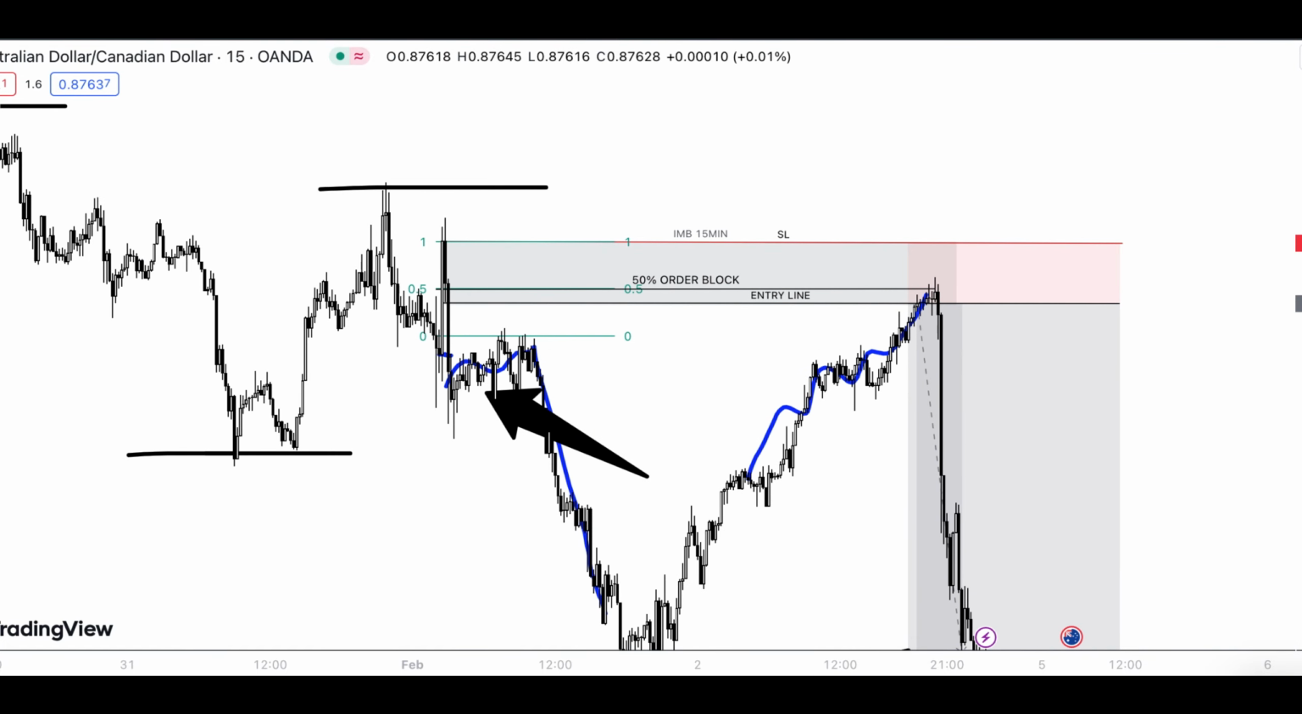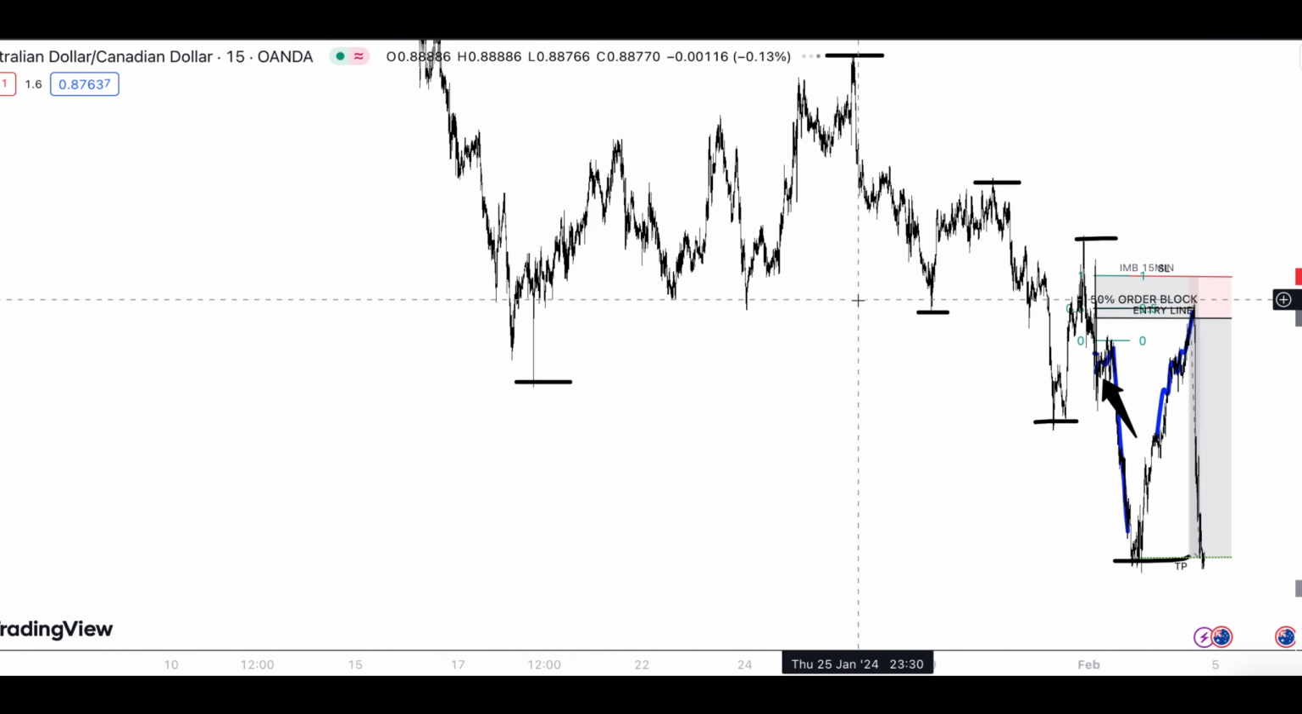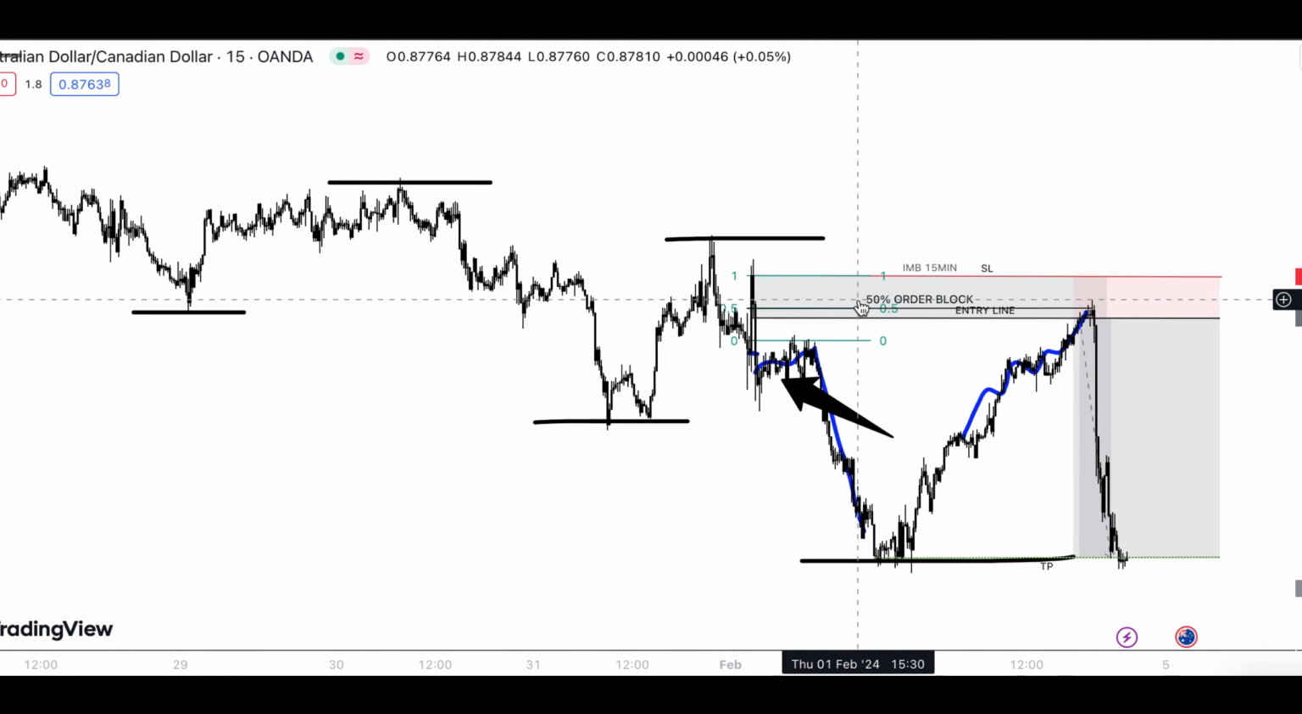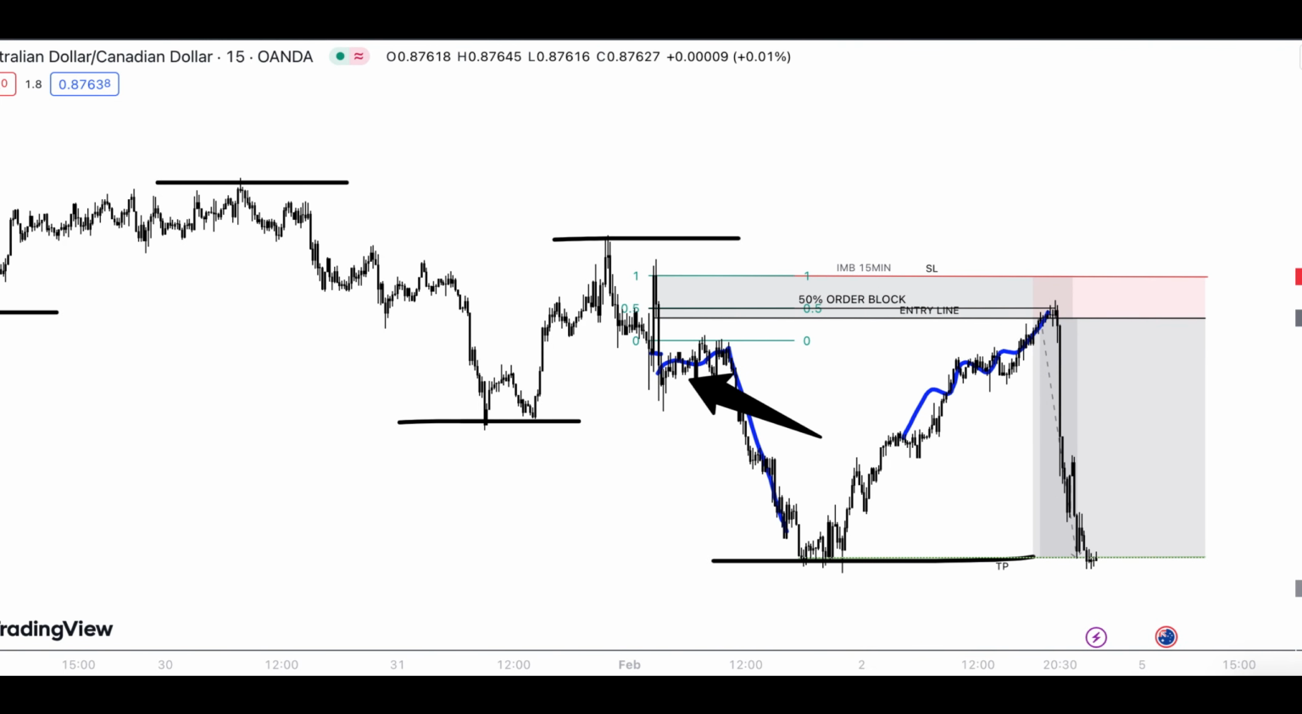So remember, market structure is your first step. Then you want to look for your POIs, your points of interest. Your points of interest are order blocks and imbalances. I only trade order blocks and imbalance gaps, or some people call them fair value gaps, but fair value gaps are slightly different from imbalance gaps. But yeah, fair value gaps, imbalance gaps, order blocks, those are the only things I trade. And market structure comes first.